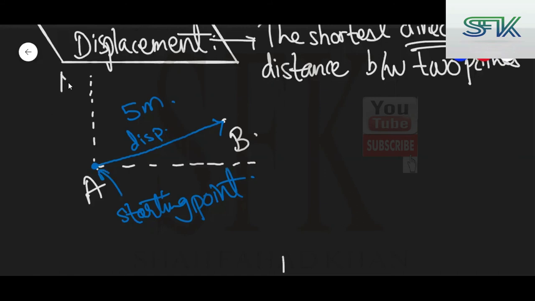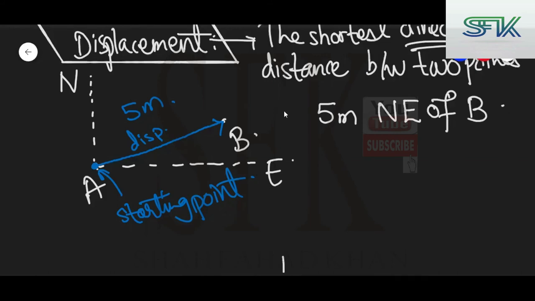So guys, remember, on top it's always the north direction, on the right hand side is always the east direction, right? So now if you want to give the value for this displacement from A to B, you have to mention it in the following way. It's 5 meters northeast of A, okay? So what have I done over here? I've given the number, I've given the unit, and I've also given the direction.